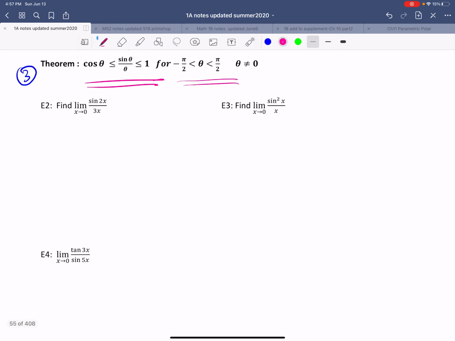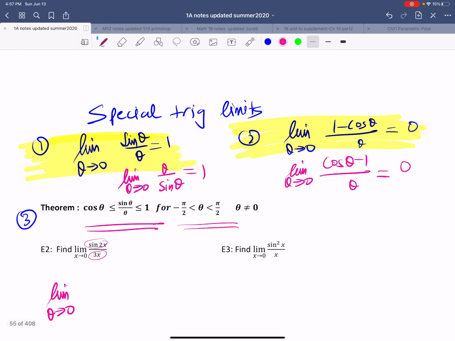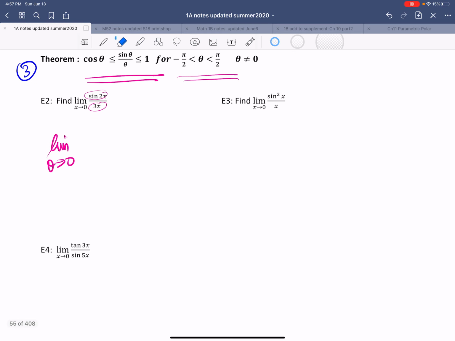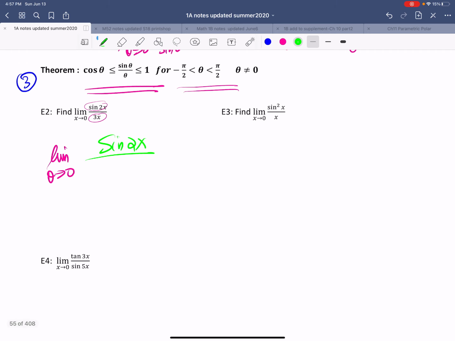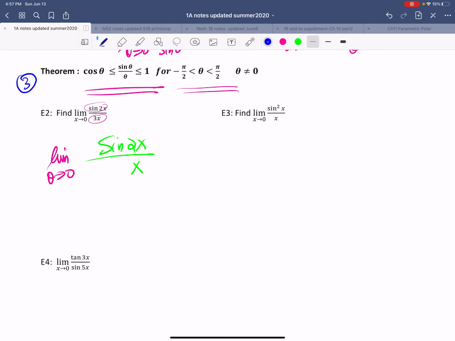So here's an example. Limit as x approaches 0 of sine 2x over 3x. We just saw that limit as theta approaches 0 of sine theta over theta is 1. So we have to have the same angle, same argument, in the numerator and the denominator. The argument from the numerator has to be in the denominator. So if I have sine 2x in the numerator, I must have 2x in the denominator, then that limit would be equal to 1.